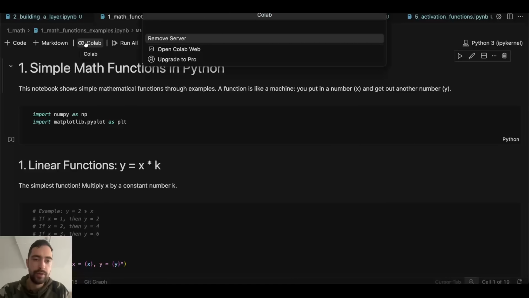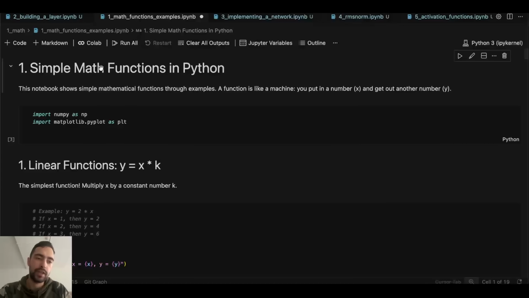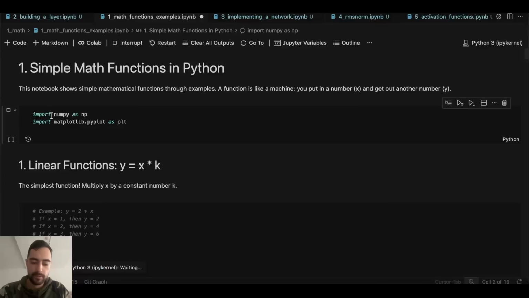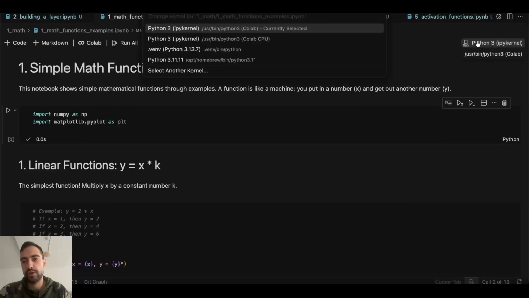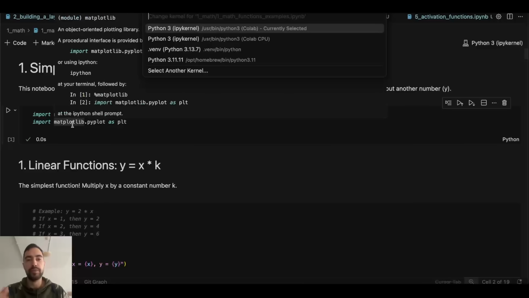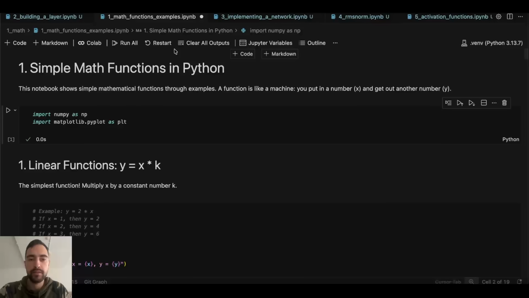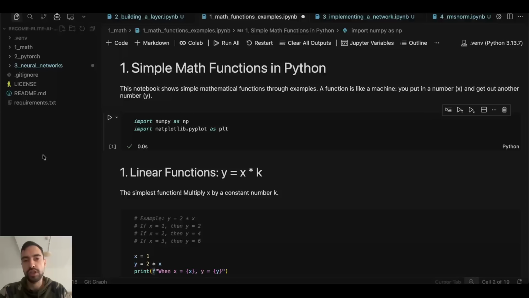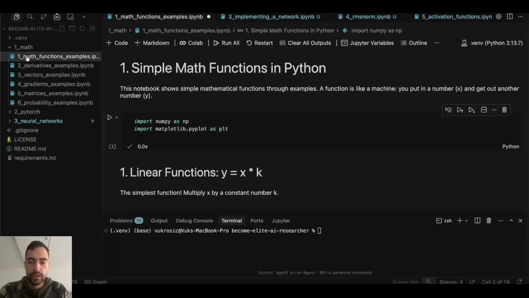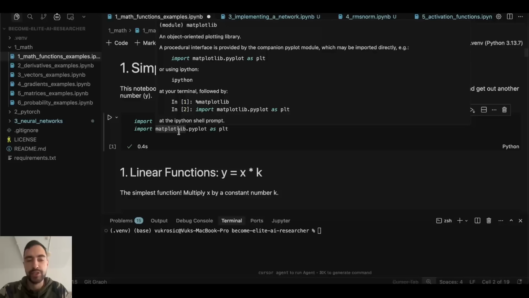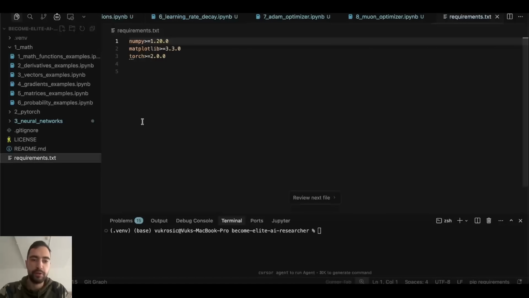And if I click here on Colab, I can click remove server if I want to shut down the server. But anyways, first, depending on which kernel you are running here, if it's Google Colab, it will have NumPy and Matplotlib already pre-installed. But you may also want to create your own environment. And this is something you would learn how to do on YouTube or from ChatGPT, and you need to install these requirements. So if you try to run this, but you get an error like NumPy or np is not defined, then you don't have these requirements installed.